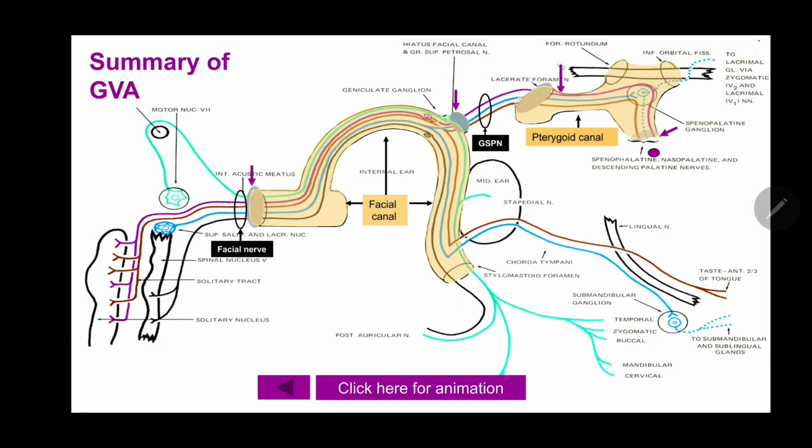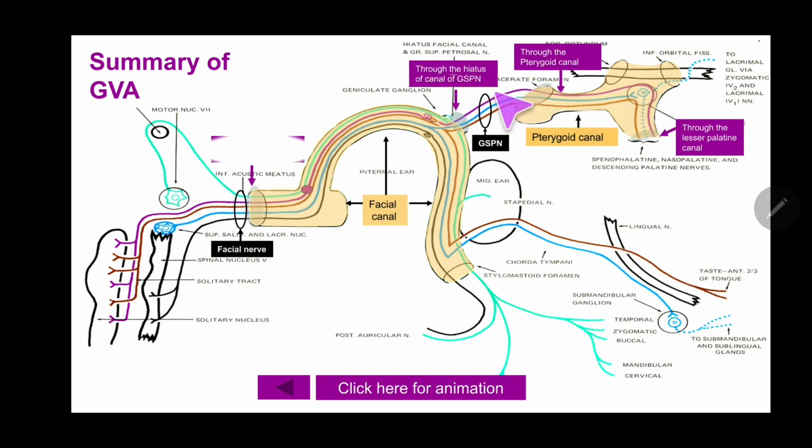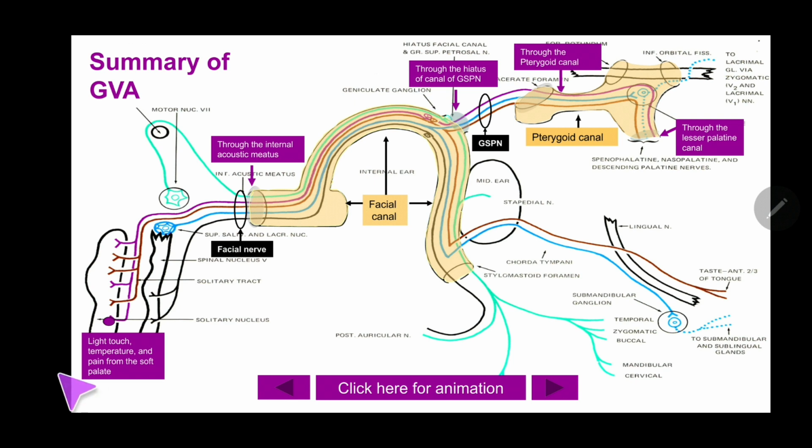Now the summary about general visceral afferents. Again, just look here, sensations will be brought in from here, and this is why, in this course, I have taught you the entire nerve pathway in detail. This is how it will all reach into the lower portion of the nucleus tractus solitarius.